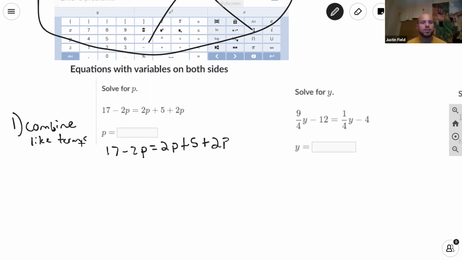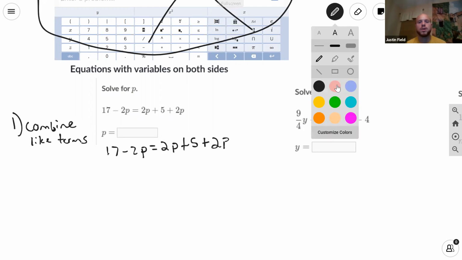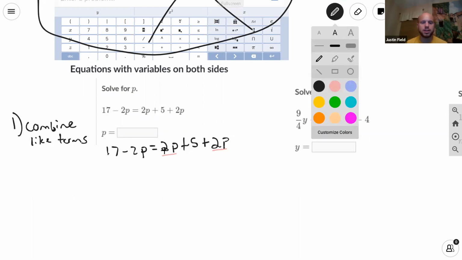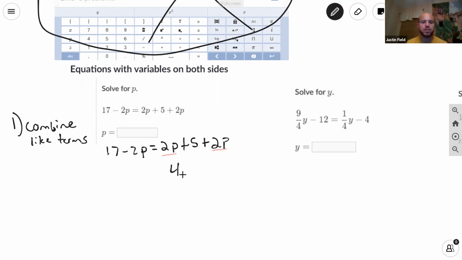How do we know if two terms are like terms? Well, either they're both just numbers or they both have the same variable with the same exponent. So I see on this right side here, 2p, a 5, and a 2p, those are our terms. So both these guys have a variable. And on the left side, there are no like terms, just a 17 and a 2p, and they're not like terms. Okay, so we're going to combine a 2p and a 2p makes 4p. So we just add 2 plus 2.